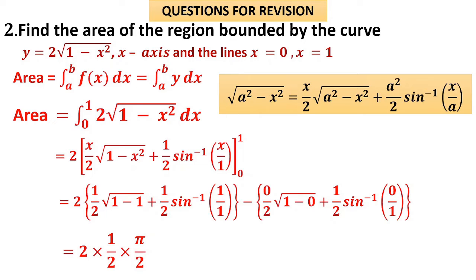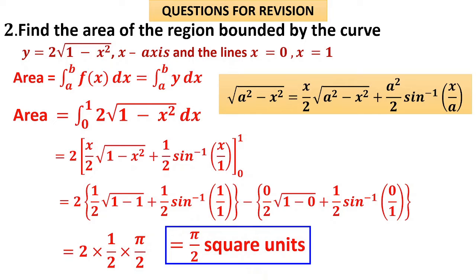Therefore the value at the lower limit is always 0. Therefore 2 into 1 by 2 into sine inverse of 1 is pi by 2. Therefore the answer is pi by 2 square units.